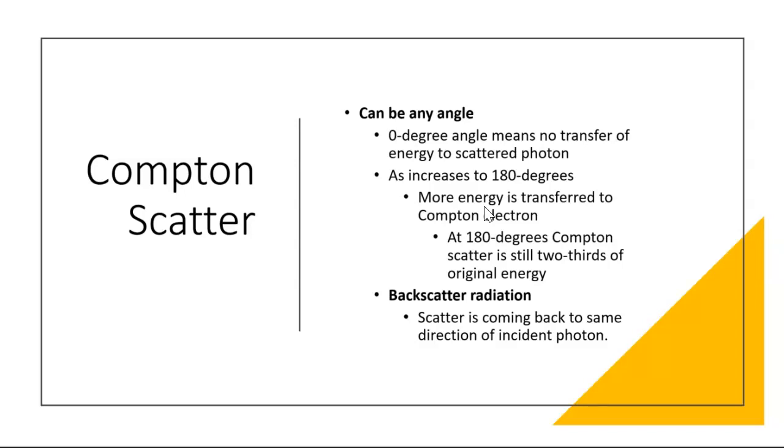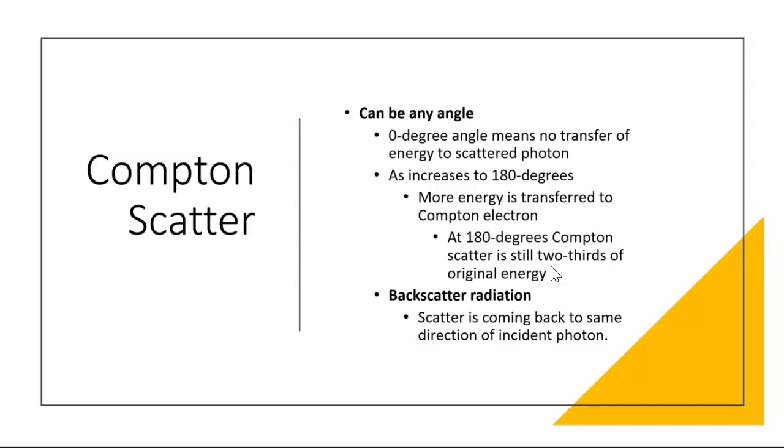So Compton scatter can be any angle. If it's a 0 degree angle, it means no transfer of energy to the scattered photon. So there's no scattered photon, right? We didn't change direction. You have to change direction in order to be scattered. As it increases to 180 degrees, more energy is transferred to the Compton electron. At 180 degrees, the Compton scatter photon is still 2/3 of its original energy. So as we change the degrees, it's changing the energy level of our photon, okay?